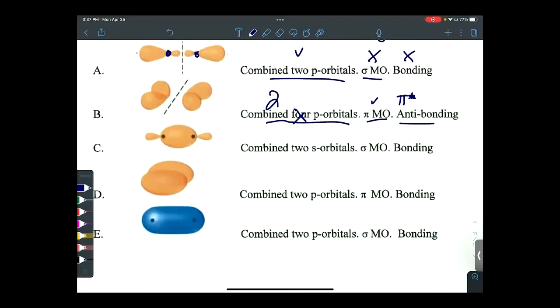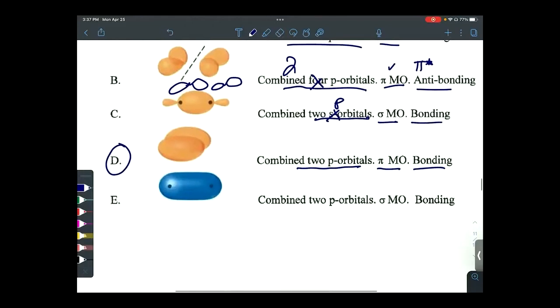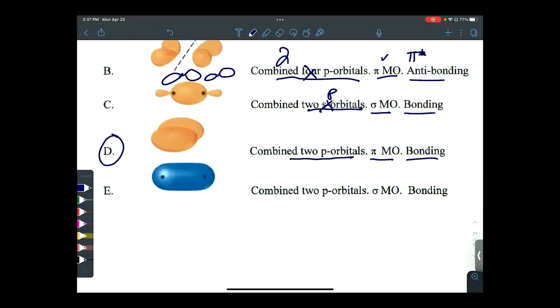All right, C. Combining 2 s orbitals, sigma bonding. No, they're p orbitals instead. Is the rest correct? Yes, it is correct. So this is actually sigma between 2 p orbitals. All right, these are the combination of 2 p orbitals. It's pi, it's bonding. That one's the correct one. Yes, we see it. Let's just make sure about E. Let's make it correct: combination of 2 p orbitals, sigma, bonding. Very good. There we go.